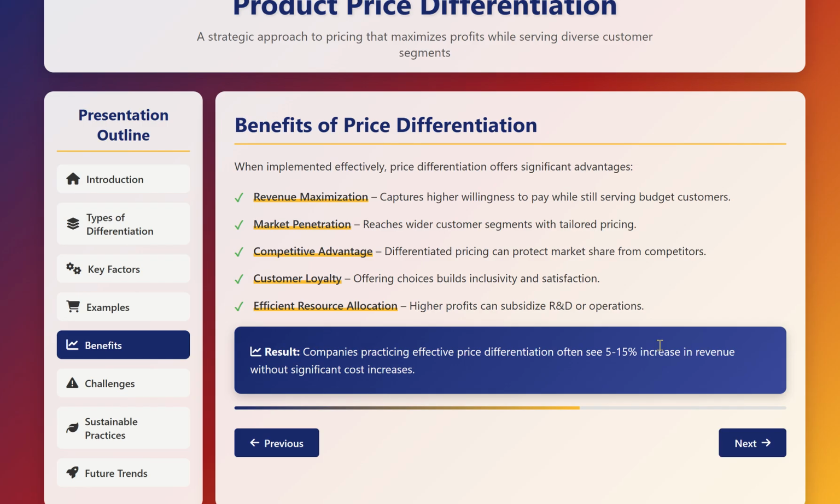Another benefit is customer loyalty. When you offer choices that build inclusivity and satisfaction, customers will always remain with you. Because at the end of the day, you as a person who is selling or a company, you must ensure that you retain your customers. How do you retain your customers if you don't offer incentives through product price differentiation?